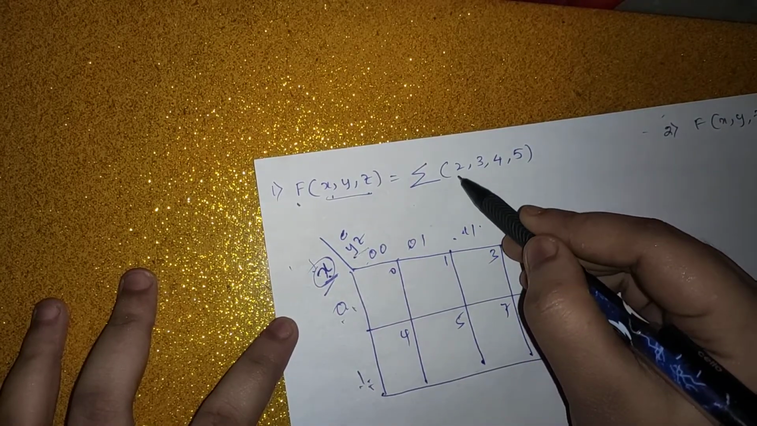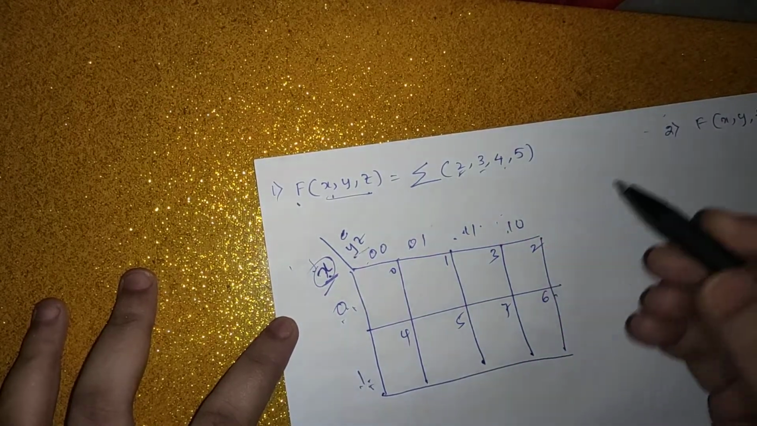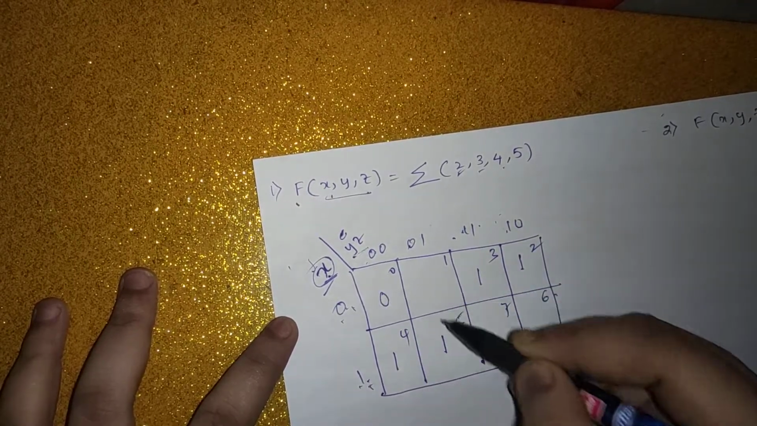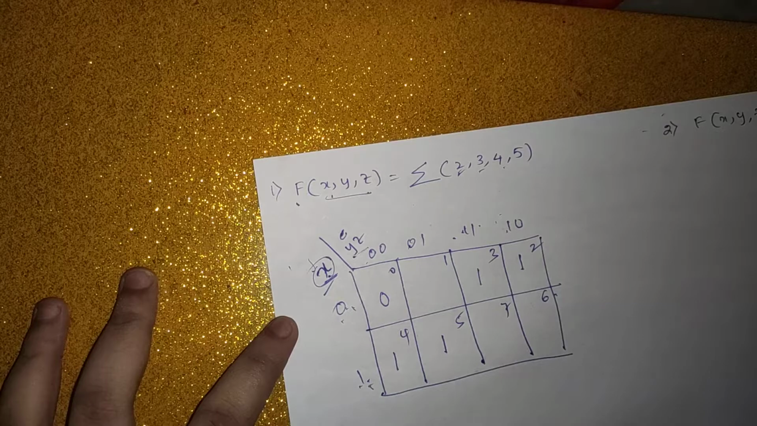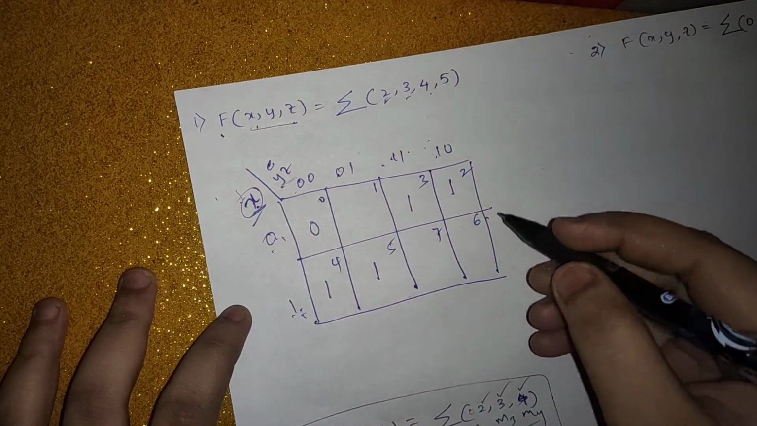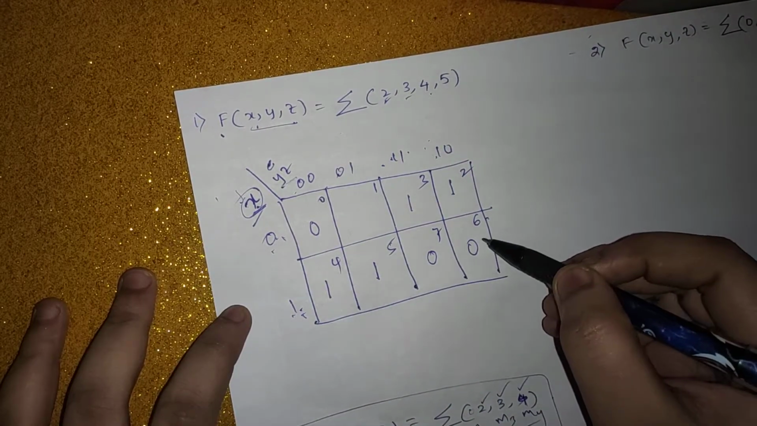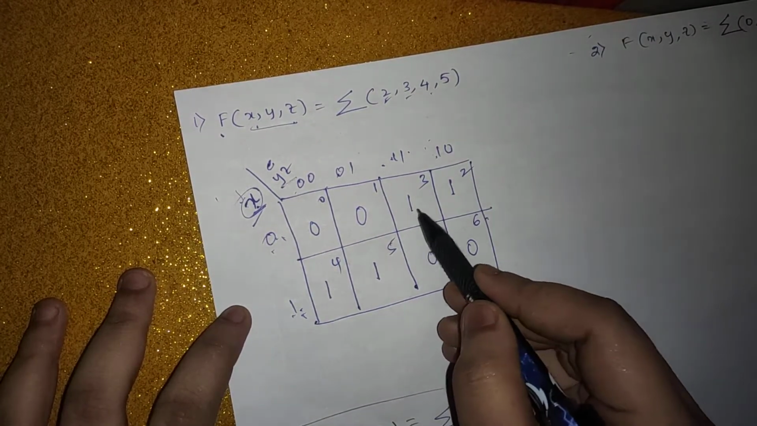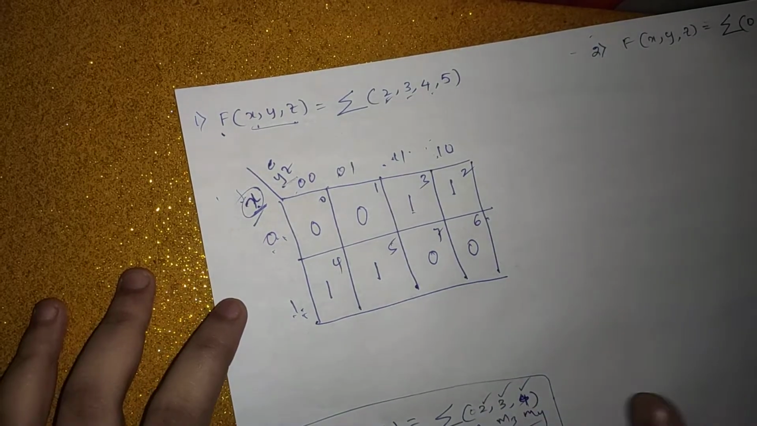What they are given: minterms 2, 3, 4, 5. Write 1 in 2, 3, 4, 5, and the remaining all are 0. So we have this. Okay, done.